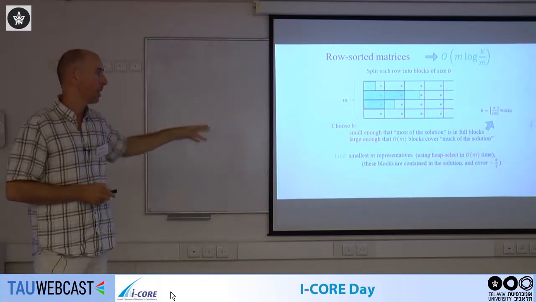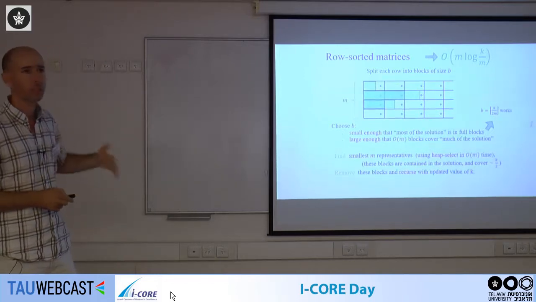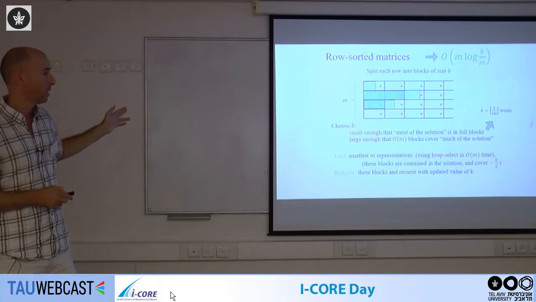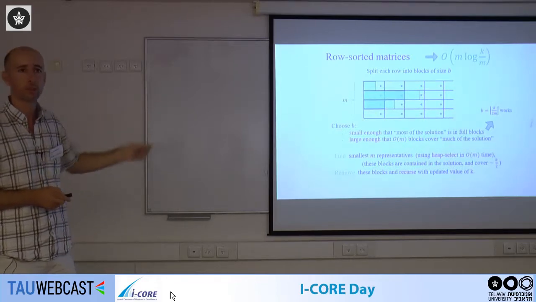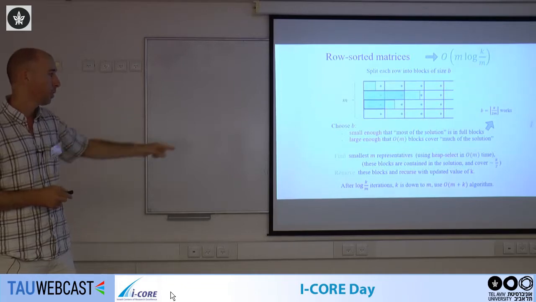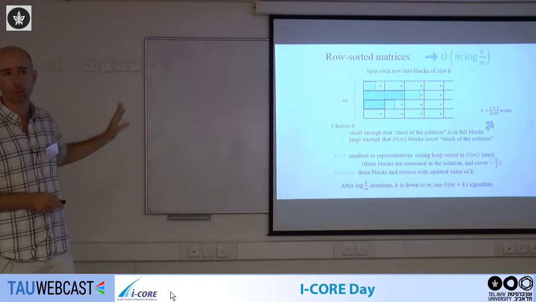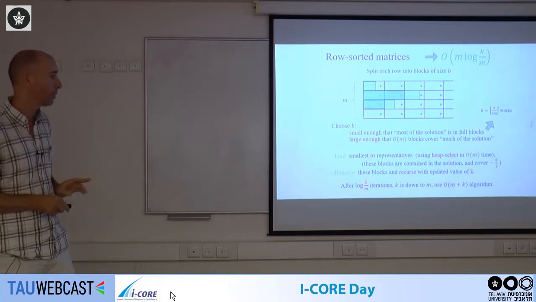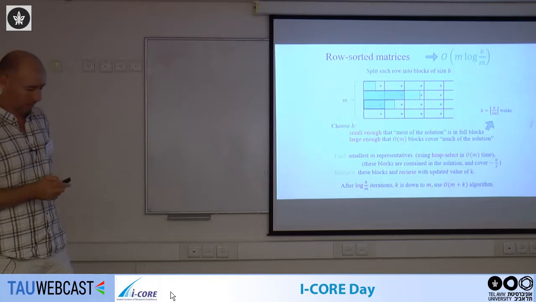These blocks are contained in the solution. They cover at least half of it, so we can just throw them away and recurse with the remaining, and we just reduced k to half. So in log k over m iterations, k is down to m. Each iteration takes m time, so we get this running time.